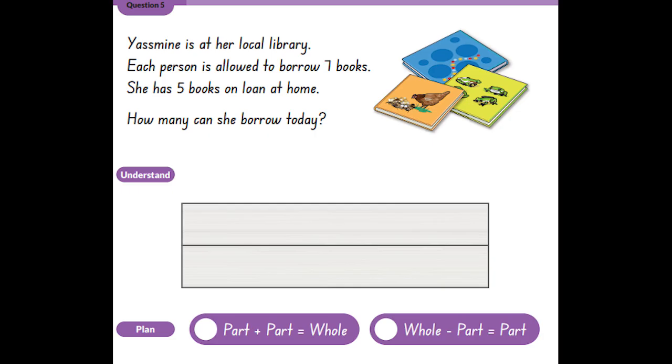Question 5. Yasmin is at her local library. Each person is allowed to borrow 7 books. She has 5 books on loan at home. How many can she borrow today?